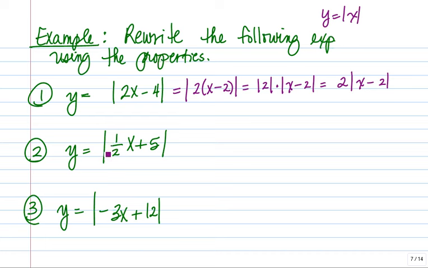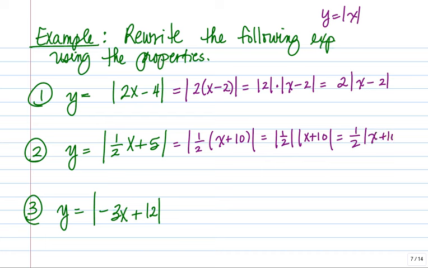What about y is equal to the absolute value of 1/2 x plus 5? Well, basically the same thing. If you factor out a 1/2, when you divide by 1/2, you're really multiplying by 2. That would leave a 1/2 times x plus 10. So this would be the absolute value of 1/2 times the absolute value of x plus 10. But the absolute value of 1/2 is just 1/2, so it's 1/2 times the absolute value of x plus 10. So this would be a vertical shrink or compression by a factor of 1/2 and a shift left by 10 units.